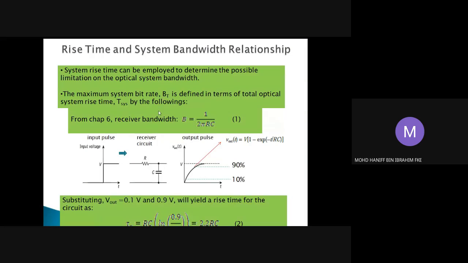Okay, so this is basically the equation that enables us to find the bandwidth. We have seen this equation in chapter 6 last time. So how can this equation be formulated? Basically this is related to this circuit. If you can recall when we learned about the optical receiver circuits, we have the capacitance and the resistance of the receiver circuit.